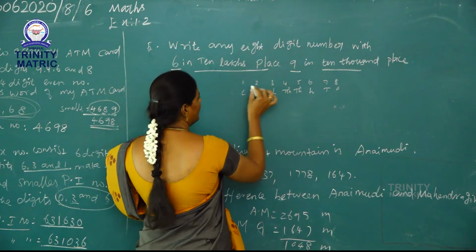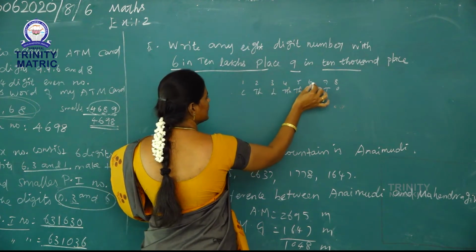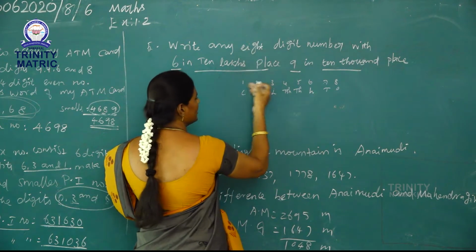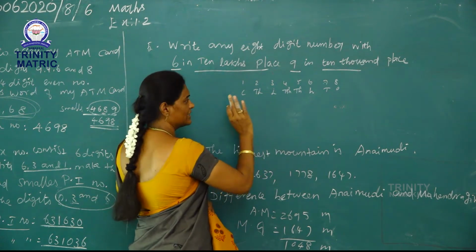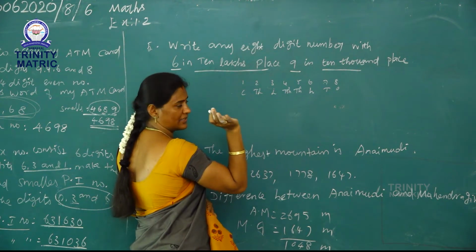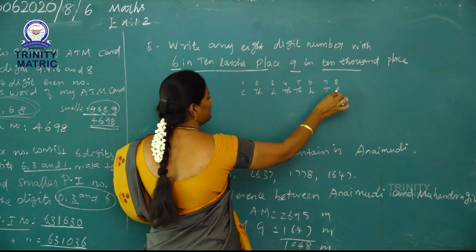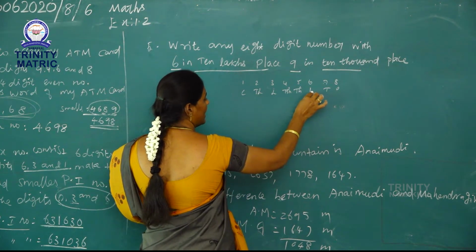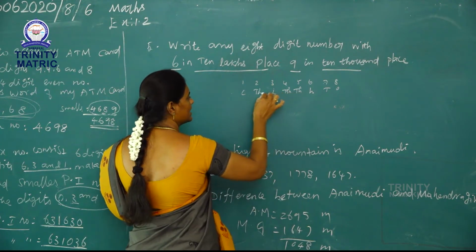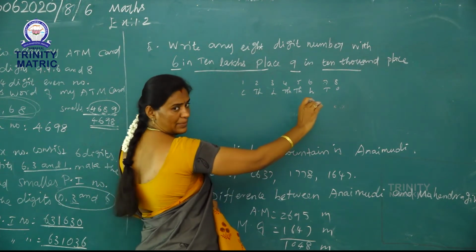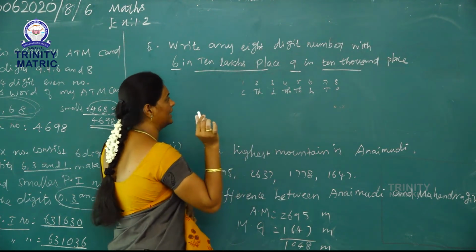Now here I write 1, 2, 3, 4, 5, 6, 7, 8, for an 8-digit number. This is not a number, just the digit positions I write. Then you write the place values: ones, tens, hundreds, thousands, 10,000's, lakhs, 10 lakhs, crores. Now we write the number. 8-digit number. Listen carefully.